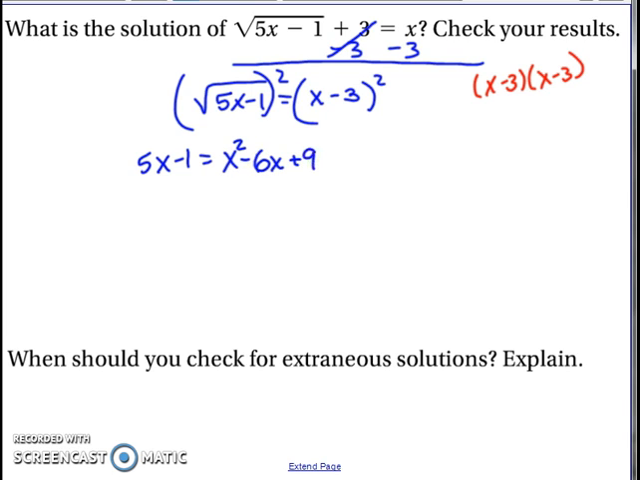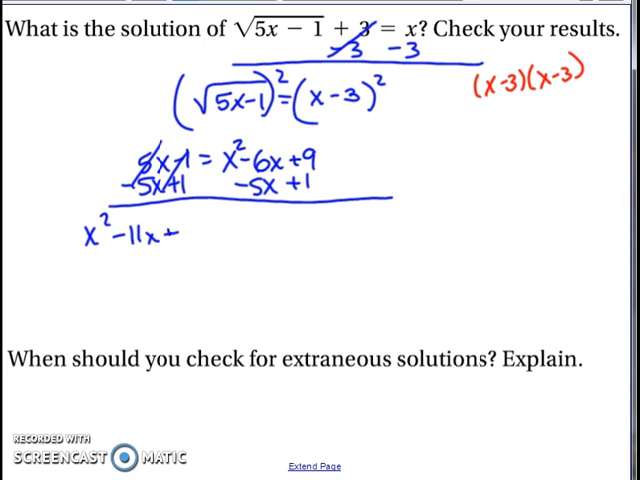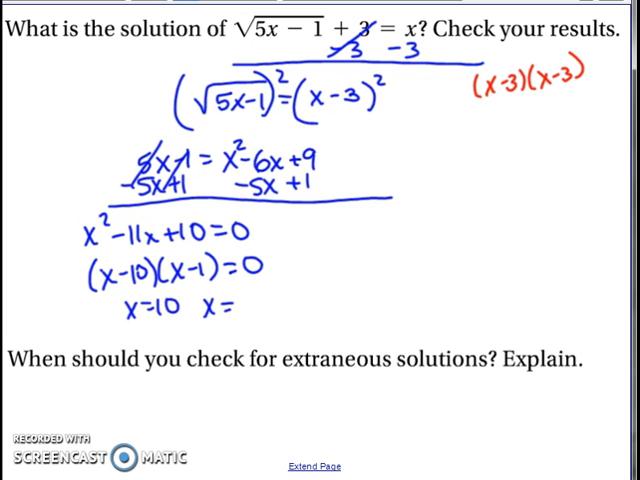So now we have a quadratic, and we want to get everything on to one side and set this equal to 0. So we're going to minus 5x and add 1, minus 5x and add 1. So now we have x squared minus 11x plus 10 equals 0. And then we're going to factor this. So multiplies to 10 adds to negative 11. We're going to use negative 10 and negative 1. When we go to solve this, we get 10 and we get 1.